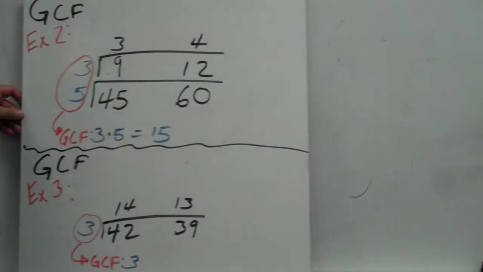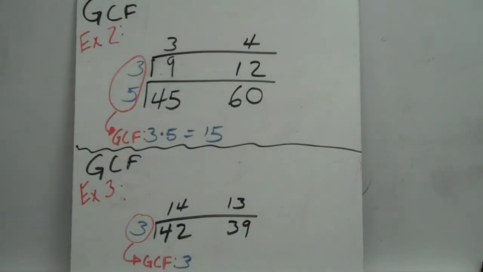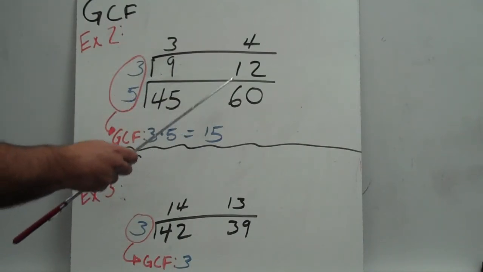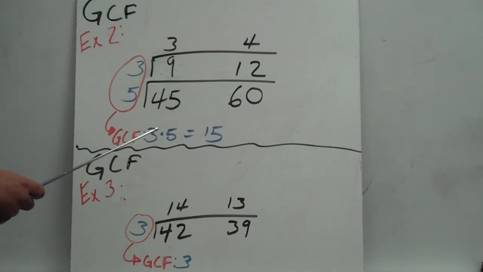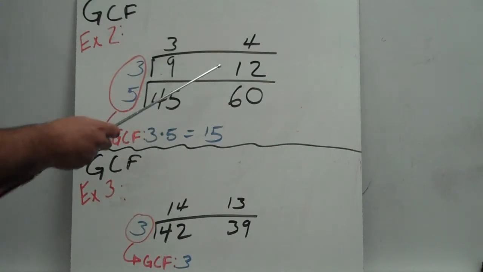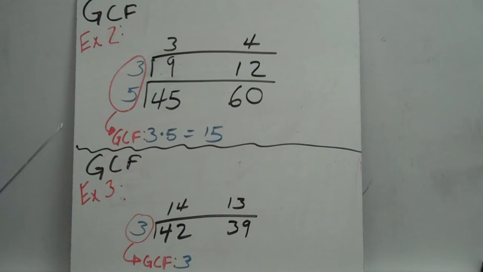A few more examples. We have 45 and 60, starting off down here. We're going to factor a 5 out of both of these. So 5 goes into 45 9 times, 5 goes into 60 12 times. So 9 and 12 are both composite numbers. We're going to keep working.